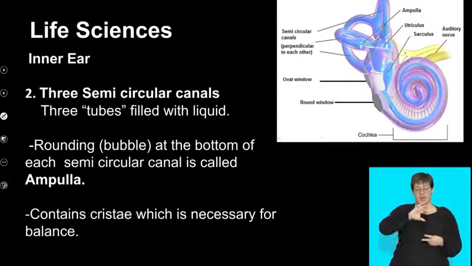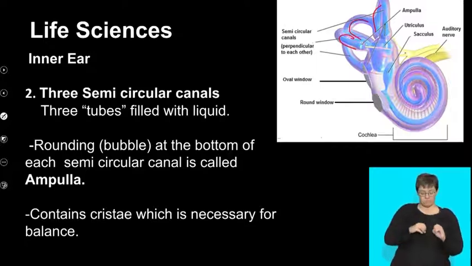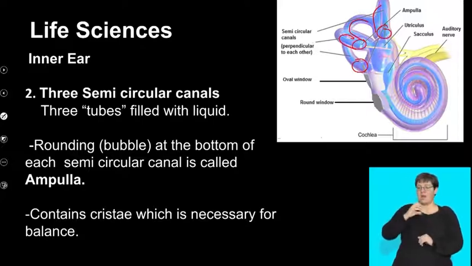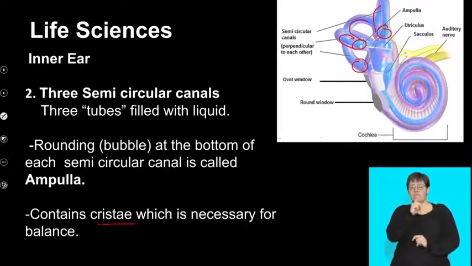Right, the 3 semicircular canals here on top, there and there and there, they are also filled with liquid. And like I said, the roundings at the bottom is called the ampulla, right? And they contain little receptors. And those receptors we call crista. Right. And they have a role to play in balance, right?